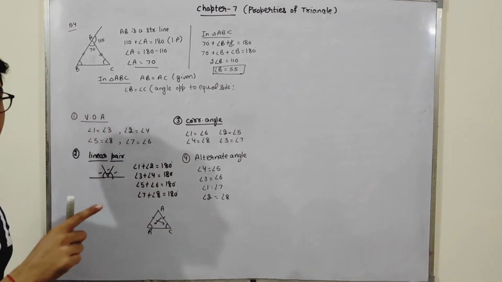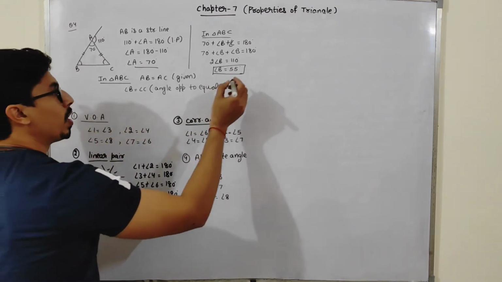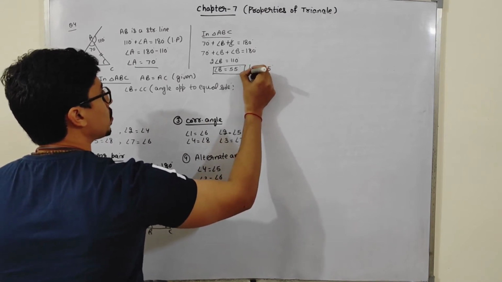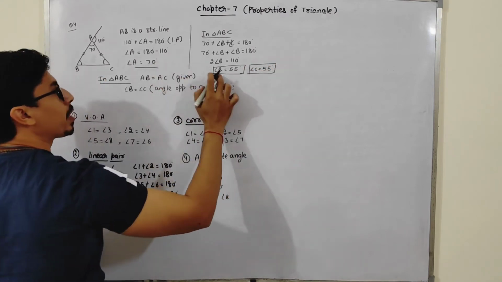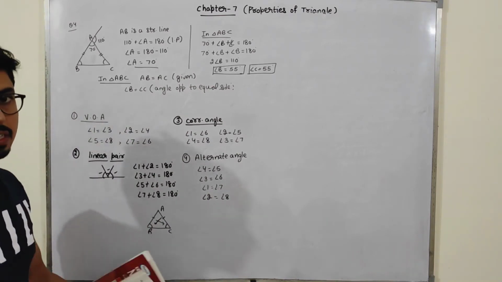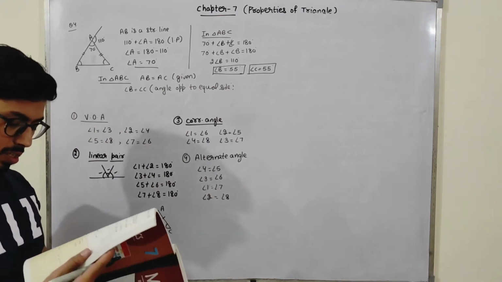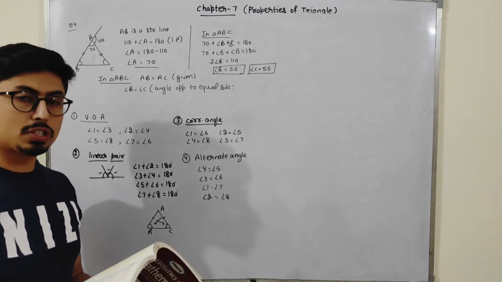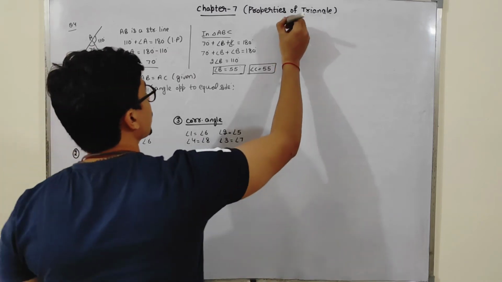Now angle B is 55 degrees, so B and C are equal. So angle C is also 55 degrees now. So these are my required three angles of triangle ABC. Okay. Now students, this is our question number 4. Moving forward to question number 5, students.